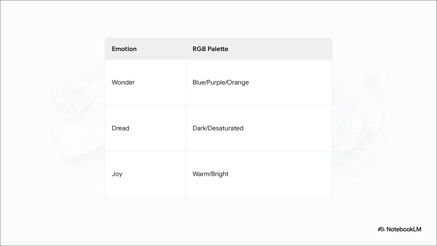It actually maps your emotions directly to color palettes. Going back to our dreamer, they felt awe and dread. Well, the system translates the emotion of wonder into a very specific RGB profile. Think rich blues, purples, and oranges. Dread instantly triggers dark, desaturated tones. And if there are multiple emotions at play, the math actually blends those dominant RGB palettes together. It is literally painting with the data of human feelings, which is just wild.